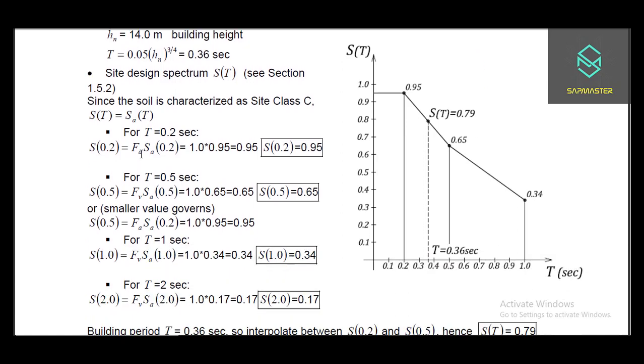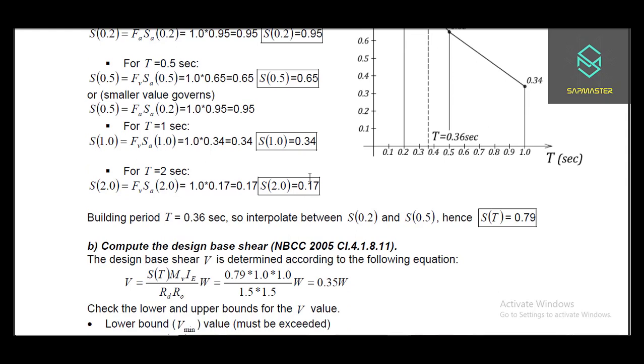FA is equal to 1 for all of them. So I have to calculate SA at 0.2. So at 0.2 it's 0.95. I will replace it, and it will happen for all of them. So the building period is 0.36 seconds, right? So I have to interpolate between these two numbers, acceleration at 0.2 and acceleration at 0.5. By interpolating, I will get to an S(T) of 0.79, right?